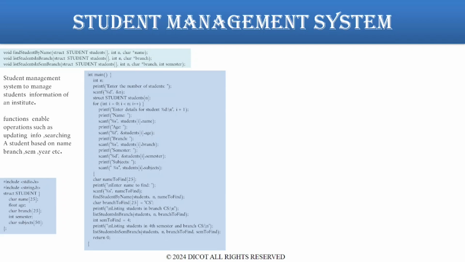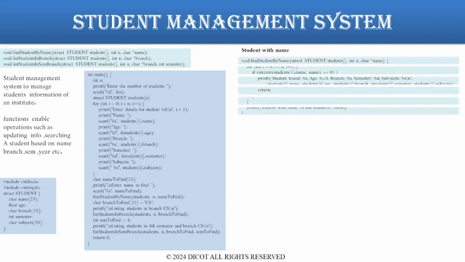Similarly, for branch to find, we are assuming it is computer science, CS. Then we are passing branch to find to the list students in branch function. Similarly, semester to find, we are initializing it to 4 to list the students in 4th semester and branch CS. We are passing students, branch to find, and sem to find to the function list students in sem branch.